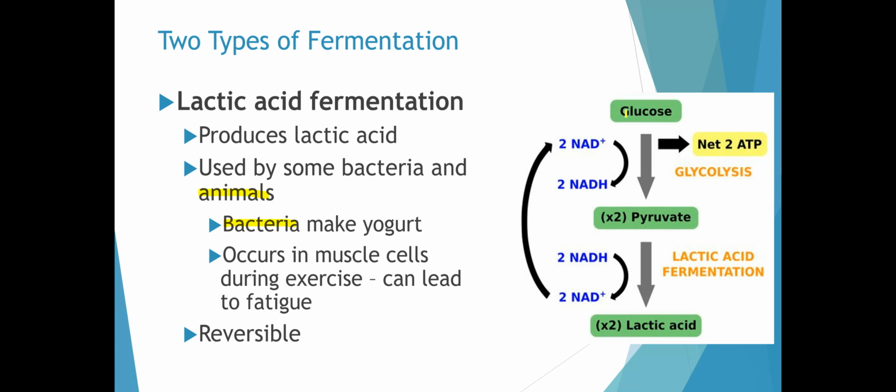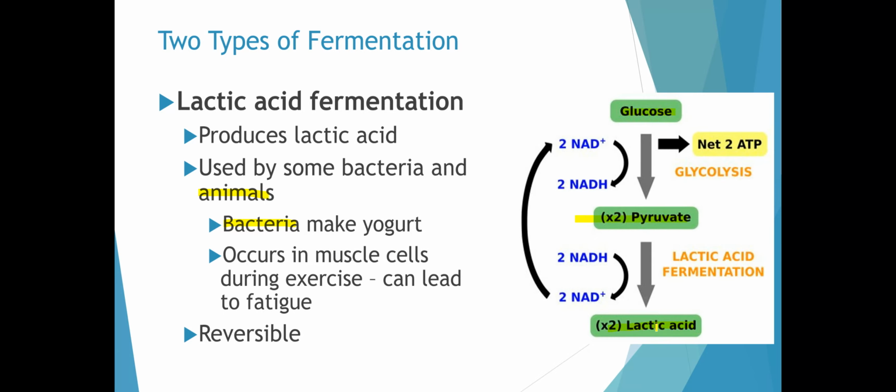Now, in this case, we still started off with glucose. In glycolysis, they were turned into pyruvates, and pyruvates get converted into lactic acid. Now, this is actually reversible because with lactic acid, we didn't lose any carbons. So if oxygen becomes present again, these lactic acids can be turned back into pyruvate, and they can go that aerobic pathway. But for times of need, we can produce lactic acid.